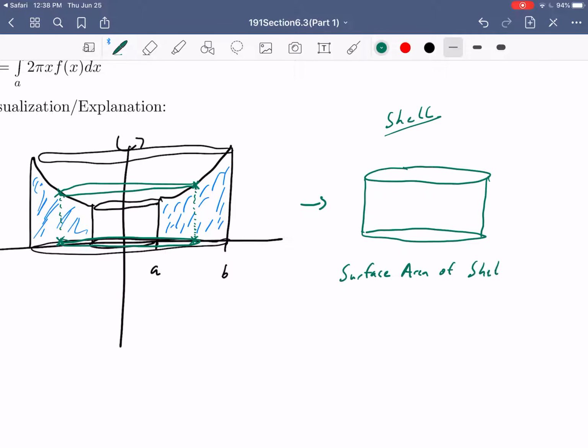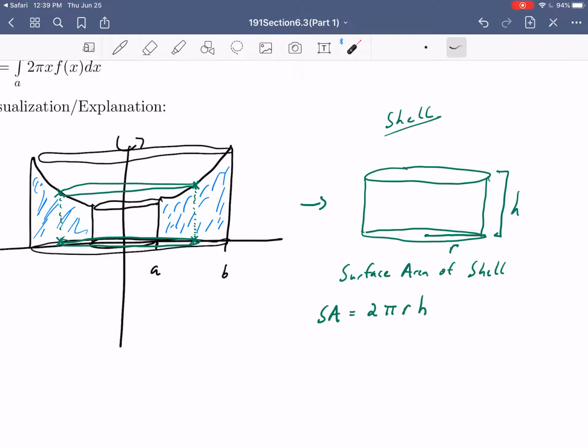Well, what's the surface area of a cylinder? If you think about it, it's each of the circumferences of these circles added up. You might know that formula, that's just 2 pi RH. So the surface area of a cylindrical shell is 2 pi times the radius times the height, where the radius would be this here and the height would be this here.